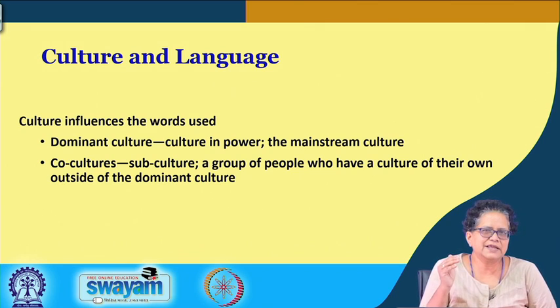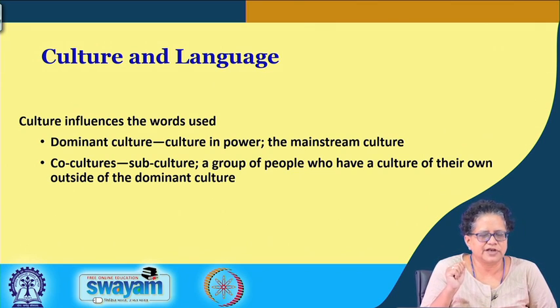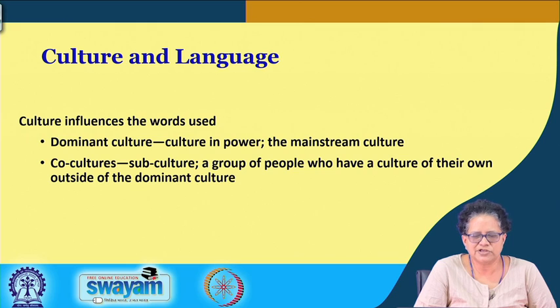Then within the great country, the great subcontinent called America or the United States, we have co-cultures. Now, co-cultures are subcultures. Within the continent of America, we have African Americans, Hispanics, drug dealers or the drug community, and so on and so forth. So, the co-cultures or the subcultures are a group of people who have a culture of their own outside of the dominant culture.